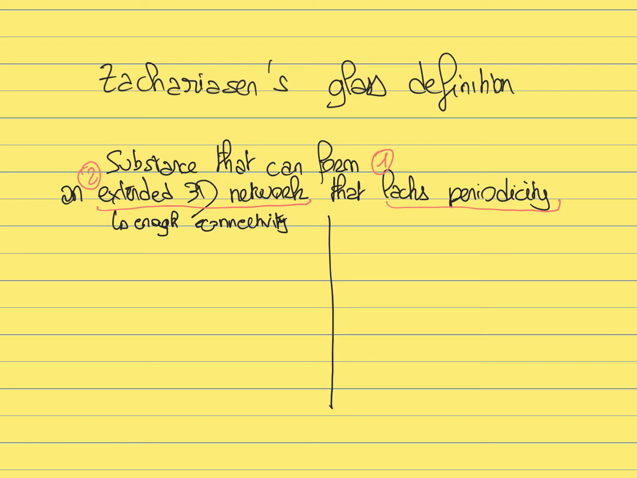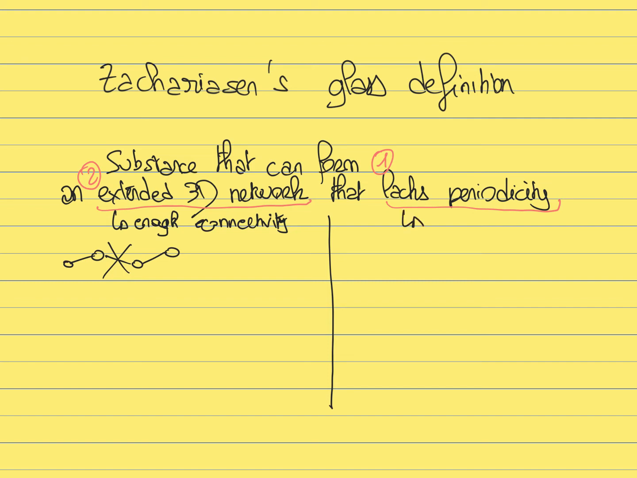For example, if you have atoms that are just isolated from each other, not connected to each other, then they would not form an extended 3D network. If you have atoms just forming chains like this, then you would form a one-dimensional network, which would not be enough to form a 3D network. So if you want to form a 3D network, you need to have enough connectivity between the atoms.